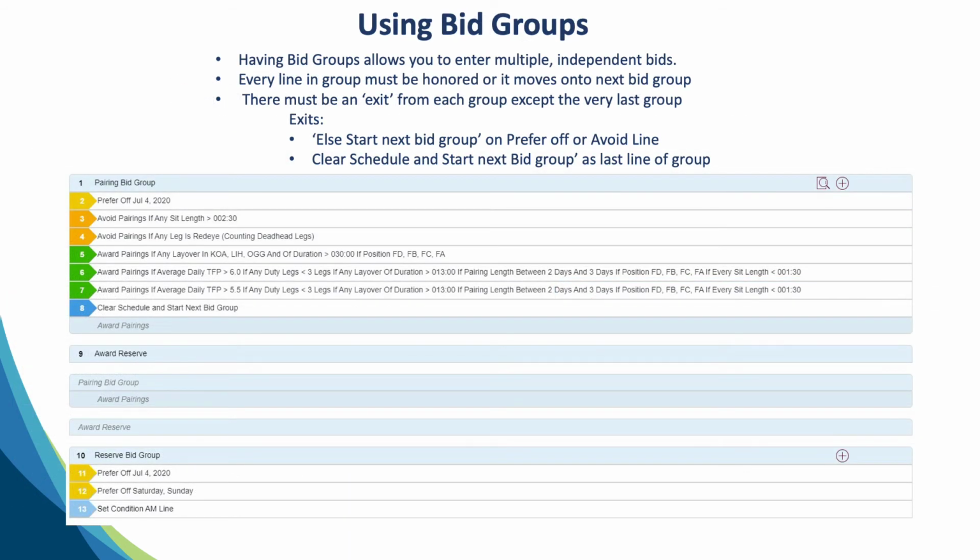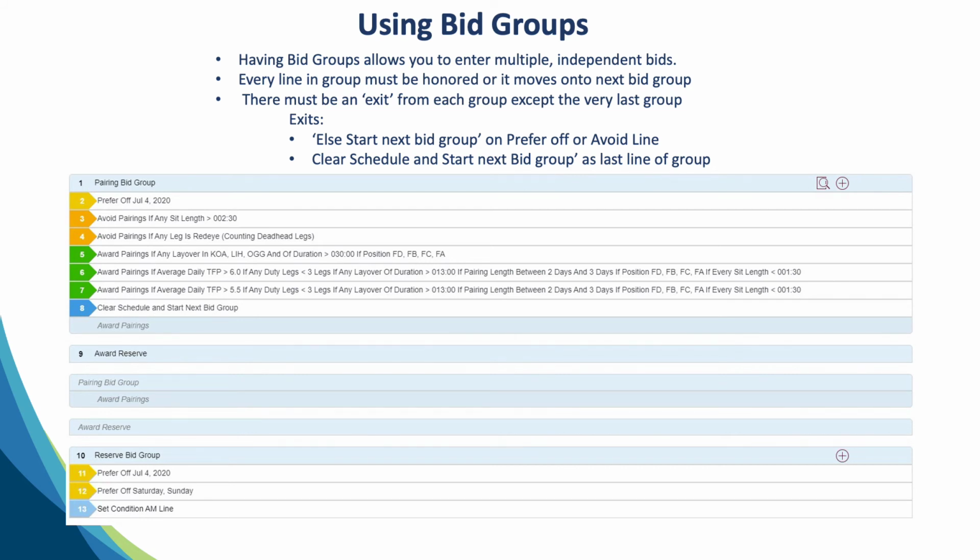Having bid groups allows you to enter multiple independent bids for both pairing lines and reserve lines. Every line in a bid group must be able to be honored and a legal line be constructed, or the program moves on to the next bid group. There must be an exit from each group except the very last one. An exit would be an Else Start Next bid group, add a Prefer Off or a Void line, or Clear Schedule and Start Next bid group as the last line of the group.